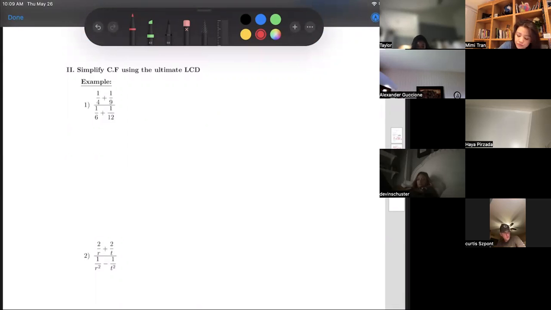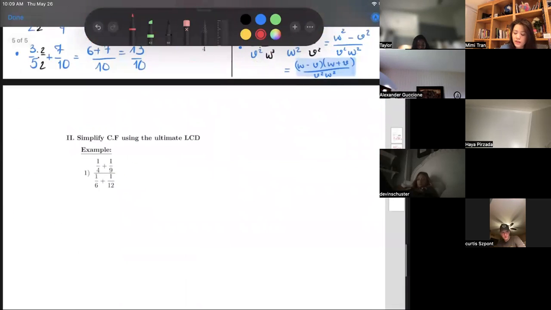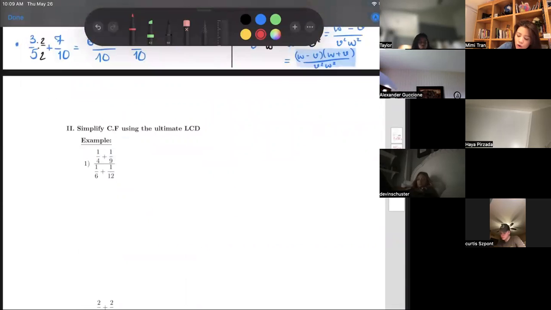Number 1. Now you can do the traditional method like this, or you can do the ultimate LCD. Ultimate LCD means I want you to look at the LCD of all 4 of these: the 4, the 9, the 6, and the 12. Can you tell me the LCD of all of those? I want you to find a number that can divide into 4, 9, 6, and 12 at the same time.